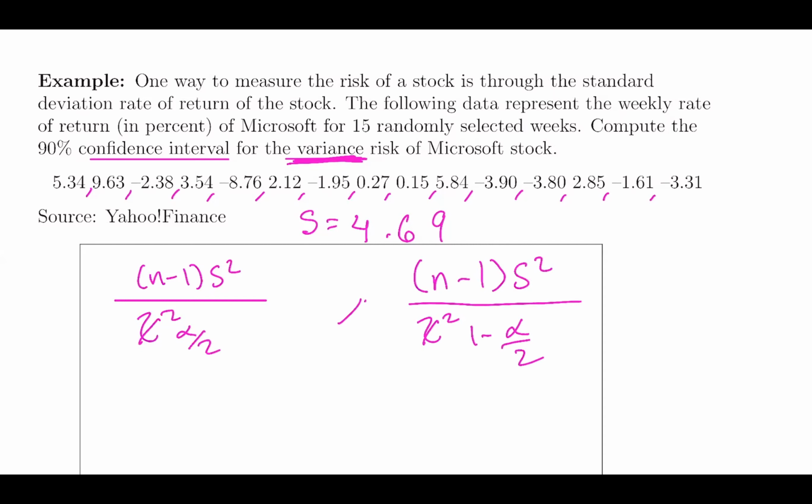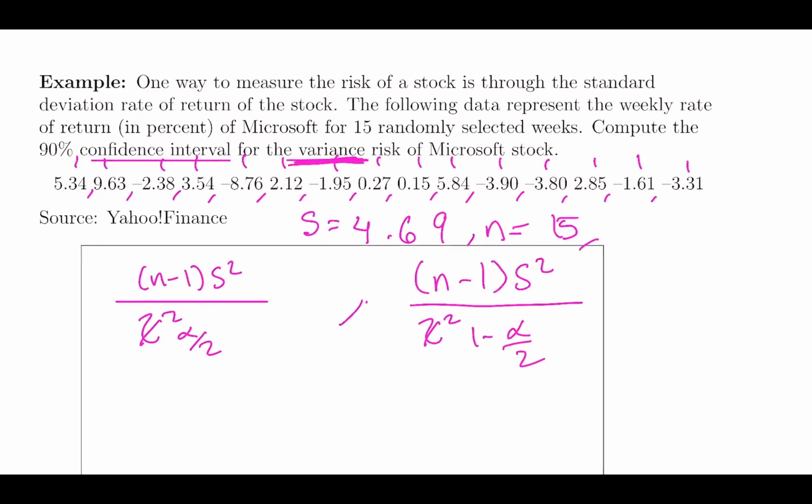What I need to find next is what my n is. So if you look at n, all you have to do is count. So you go, this is 1, 2, 3, 4, 5, 6, 7, 8, 9, 10, 11, 12, 13, 14, 15. So n is 15. Lastly, what we want to go ahead and do is find the degrees of freedom, and then we'll also do the confidence level. So for this one, what's my degrees of freedom?